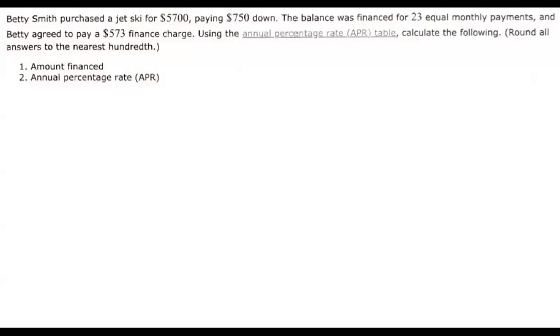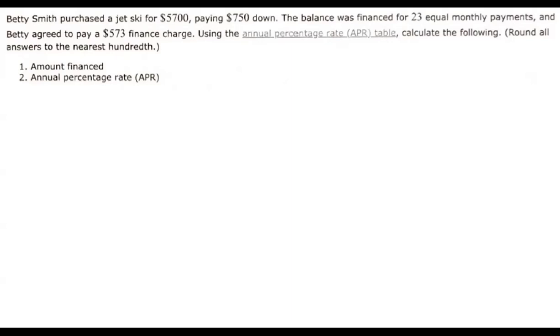Okay, so this next question we have, it says Betty Smith purchased a jet ski for $5,700, paying $750 down. The balance was financed for 23 equal monthly payments, and Betty agreed to pay a $573 finance charge. Okay. Using the APR table, calculate the following to the nearest hundredth. Okay, we want to find the amount financed and then the annual percentage rate, APR.